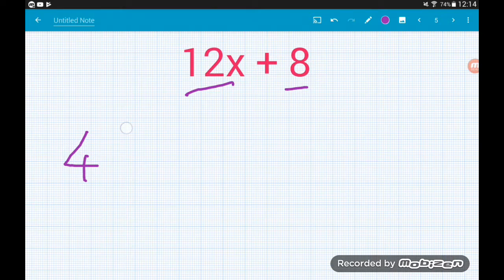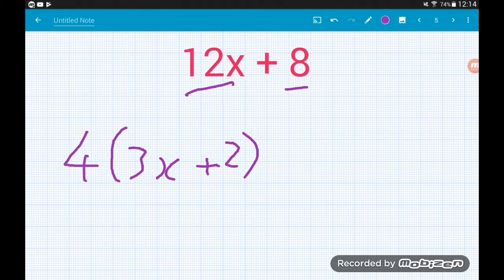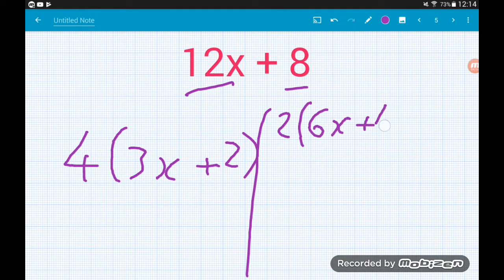So if we then divide the expression by 4, 12x divided by 4 is 3x. And then 8 divided by 4 is going to give us the 2. Okay, so that's our answer then. There's now nothing common between 3x and 2. Let's pretend though that we didn't spot that 4 was our highest common factor, but we did spot that 2 was. Then we could take out a factor of 2 first of all, and divide the expression by 2. We then get 6x plus 4.